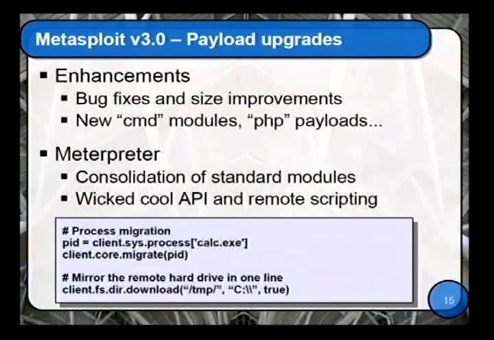Another thing, in this case the API example, after you go to the IRB shell, you can mirror the entire hard drive of the system you compromised with one line. So that's a kind of nifty feature. That basically does a recursive copy of everything in C drive to /temp. So if you're doing a pen test, you really want to make sure you didn't miss anything, just copy the whole drive and call it done.